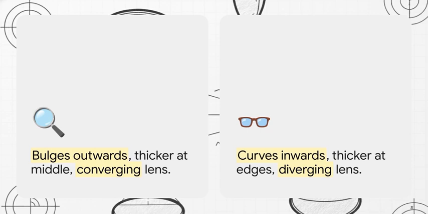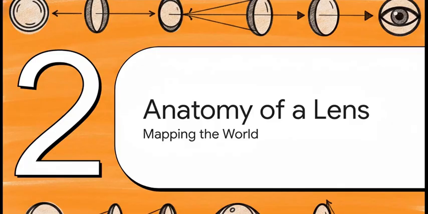On the flip side, we have the double concave lens. This one curves inwards, kind of like the entrance to a cave. It's thicker at the edges and thinner in the middle, and it does the exact opposite thing. It diverges light rays, spreading them out. Understanding this fundamental physical difference is absolutely crucial. It's the key to everything else we're going to talk about today, because it entirely changes how light behaves when it hits the glass. Moving on to Section 2, Anatomy of a Lens, Mapping the World.